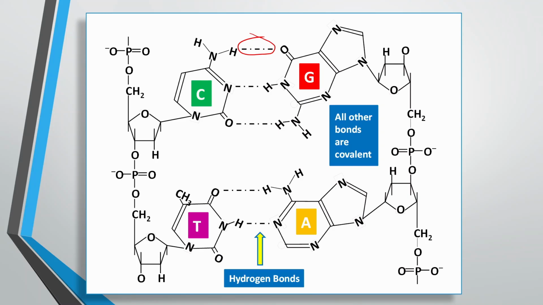So electronegativity is a measure of the tendency of an atom to attract a bonding pair of electrons. So the higher it is, in essence, the higher electronegativity is, the stronger it pulls on electrons. And notice how, as I was saying, A bonds to T with 2 of these hydrogen bonds, and C and G with 3 of these hydrogen bonds.